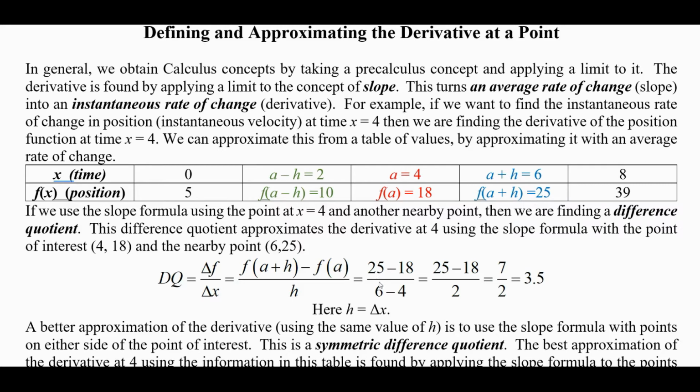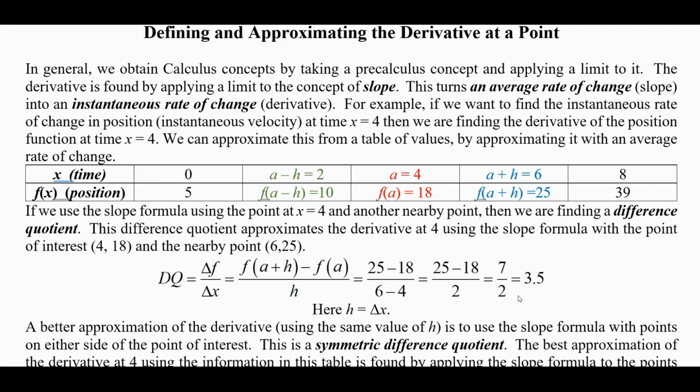In other words, we're just doing good old y2 minus y1 over x2 minus x1, the good old slope formula back from Algebra 1. So that's a vertical change or rise of 7 and a horizontal change or run of 2. So our slope is 7/2 or 3.5. Again, here h is delta x. And so it's nothing more than just taking these two points and finding the slope. So what we have here is a slope between 2 points on the table, 2 points on the graph, the slope of a secant line across there.